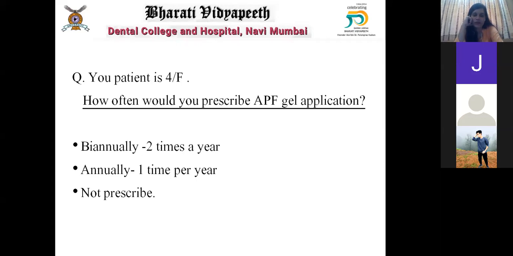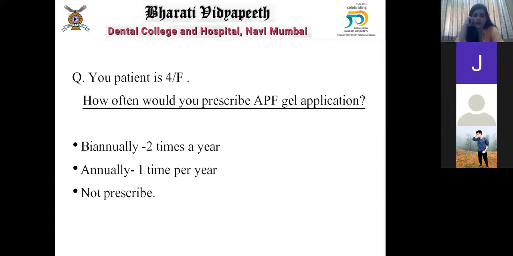All right, see, the answer is, at 4 years a child has primary dentition. So in primary dentition, you are not prescribing APF gel application. Only when the patient has mixed dentition will you prescribe APF gel, and that is also twice a year. Have you all got it now?